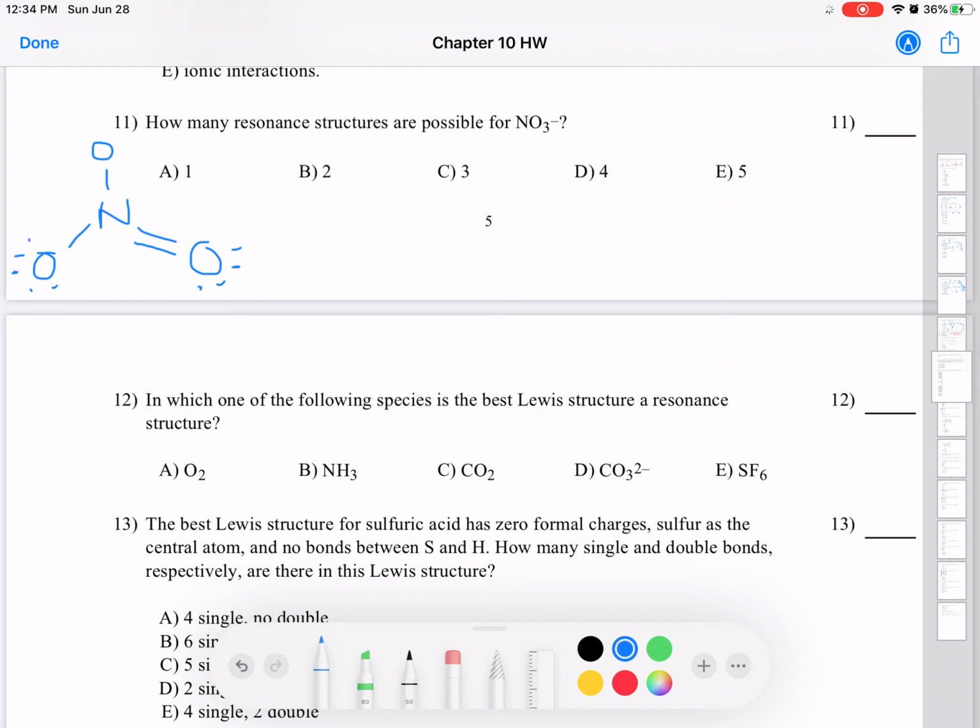So how many resonance structures can you draw for this one? Resonance structures are where you can change the electrons in the pi bonds, but you cannot change the atom placement. So this one is NO3 minus, so this is minus 1. So that's the Lewis structure for nitrate. Okay, so we can draw another resonance structure where we put the double bond between nitrogen and a different oxygen. So if you draw that, here's another resonance structure. You can draw like this.